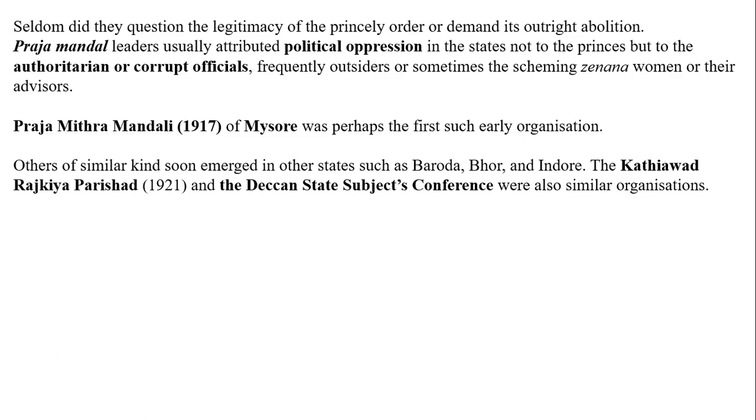They knew that if they're going to go direct and say that the princes or the kings are responsible, then things would not turn out well. So basically, they were registering their complaints, and they were saying that all this political oppression that the people in the princely states are undergoing is because of these corrupt officials, because of the outsiders, because of scheming Zenana women or their advisors.